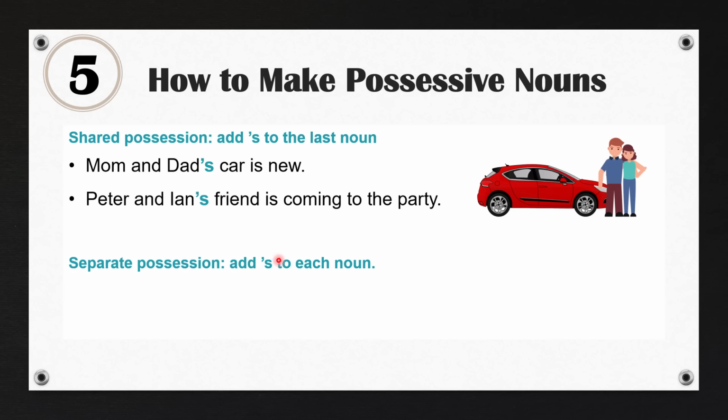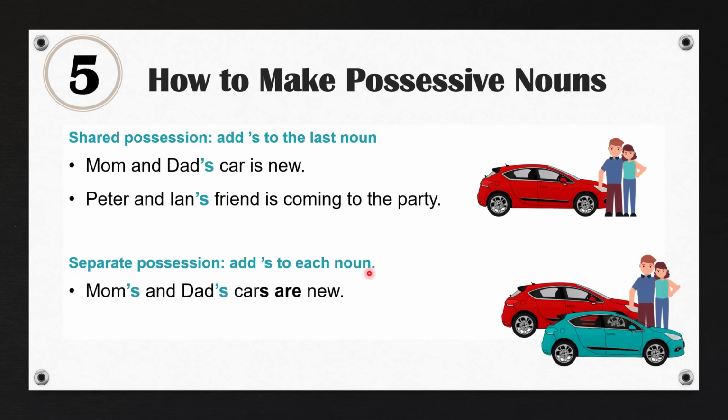But what happens if you're talking about separate possession? One car for Dad, one car for Mom, or one friend that is Peter's and one friend that is Ian's. In this case, we would add apostrophe S to each noun. So for example, Mom's and Dad's cars are new. Because we have apostrophe S after Mom and after Dad, we are talking about separate possession. Dad owns one car and Mom owns another car.